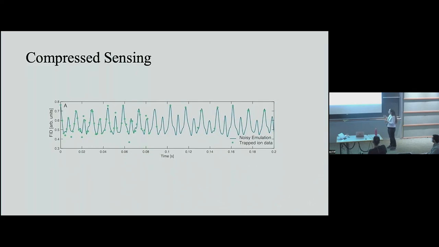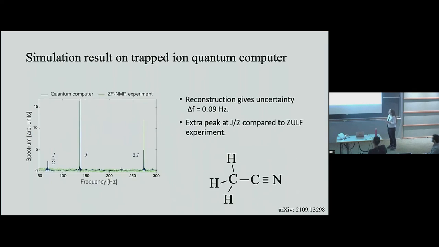Okay, so this is what the data look like, and then you take a Fourier transform, and this is what we get. So the lighter color here is the actual NMR experiment that was done on this molecule, and then the darker color is our quantum simulation. And so we're able to reconstruct the spectrum with an uncertainty, in other words the width of these peaks, of less than 0.1 hertz. And this is quantitatively actually better than the actual NMR experiment. So we're able to very well quantitatively determine where these peaks are.